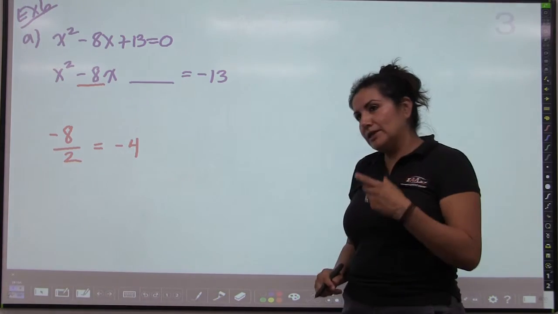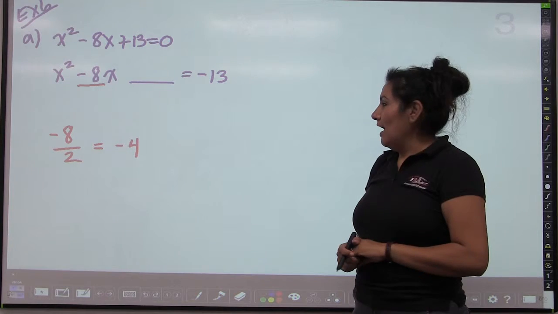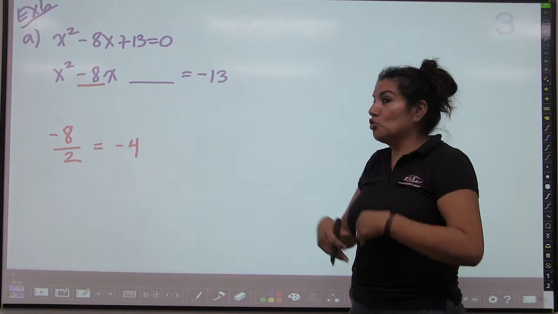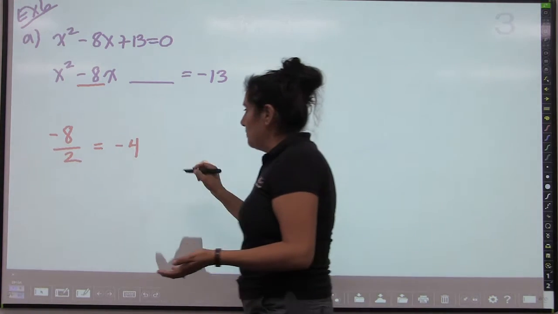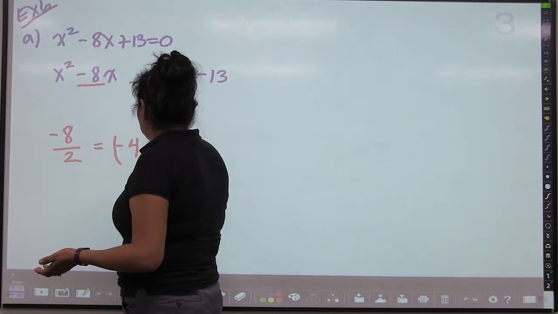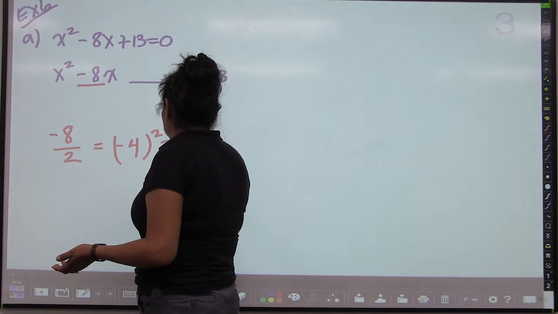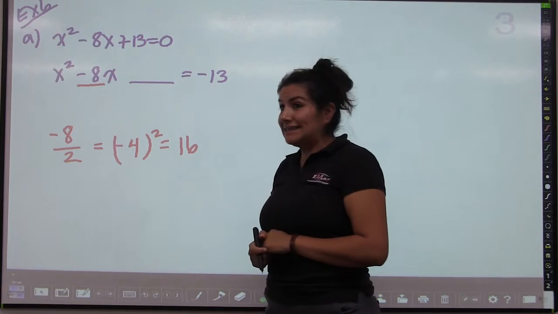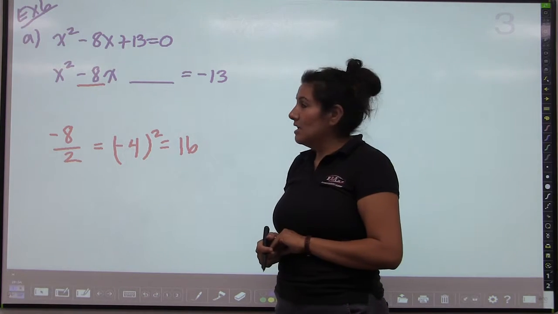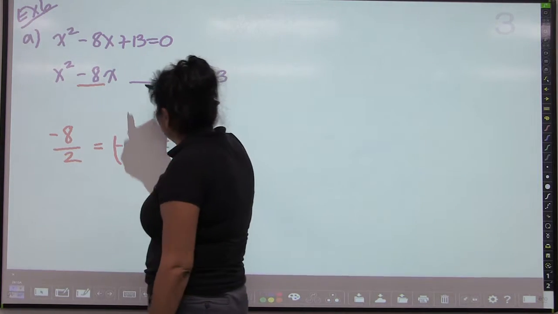Take the middle term, divide it by 2. We're still not done. After you divide by 2, you square the result. So my result was negative 4. I now square that, and it becomes 16. Believe it or not, 16 is my magic number. 16 is what needs to go in this blank.